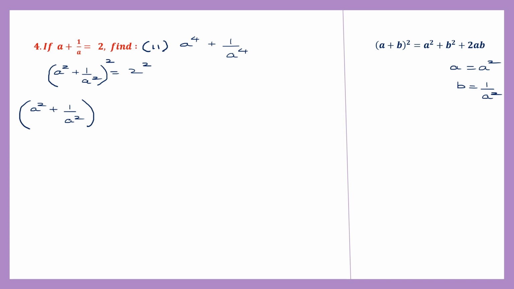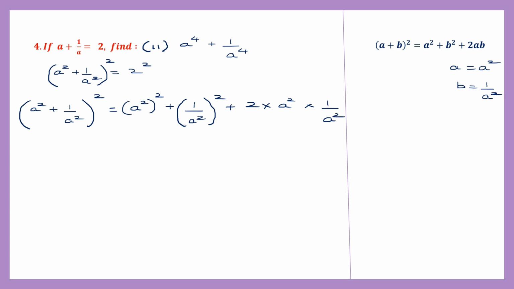This is in the form of (a plus b) the whole square. So a square, what is a? A is already a square. Now the square of this plus b square. So what is b? This is b. And now the square of this plus 2ab, 2 into a, and a is a square, and into b, and b is 1 by a square.